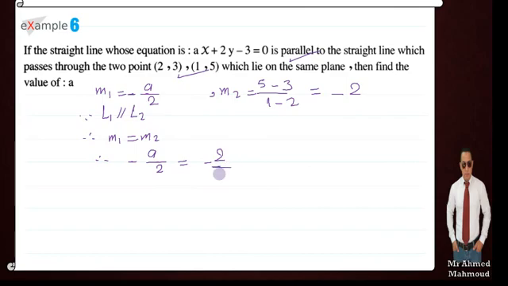Here I will write it as negative 2 over 1. I can cross out negative and negative to make it easier. a equals 2 times 2 over 1. Therefore a equals 2 times 2, which is 4 over 1, equals 4. Then a equals 4.